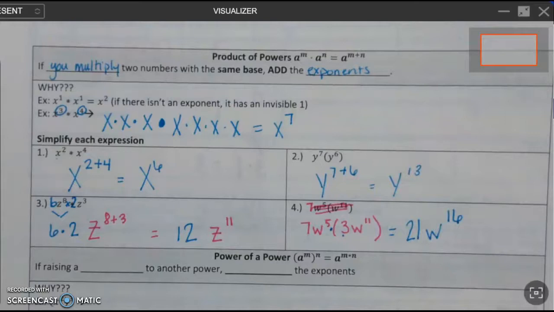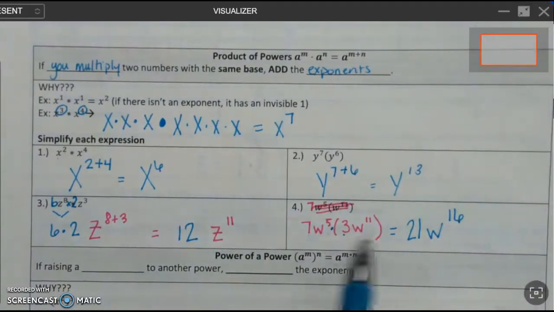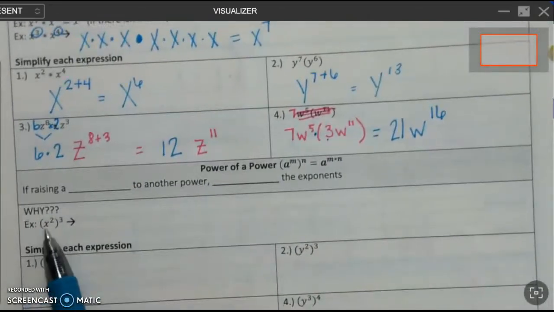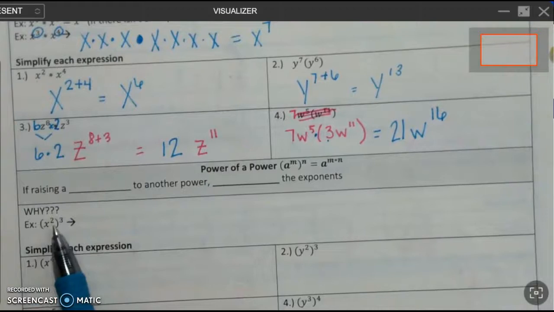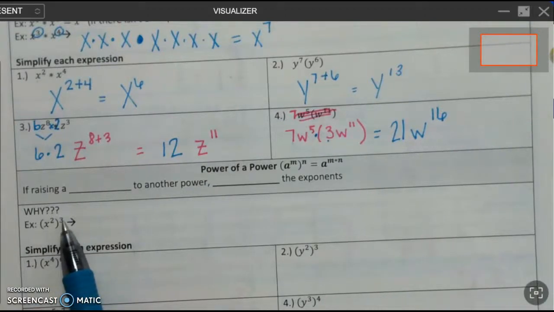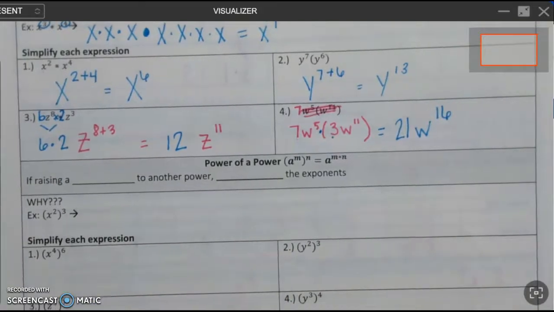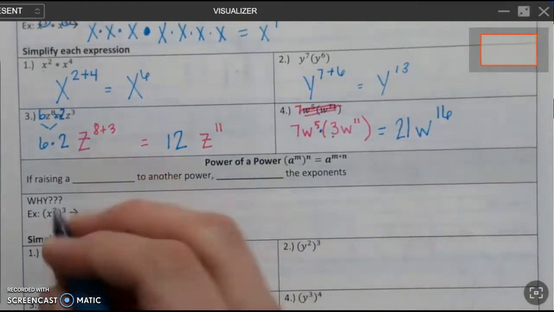Exponent property number 4 is a power to a power. So when you see parentheses, there might be in those parentheses a little number, a little exponent outside. So I'm taking x to the power of 2 to the power of 3. So it is a power of a power. There's a lot of p's there. So let's talk about what this means.